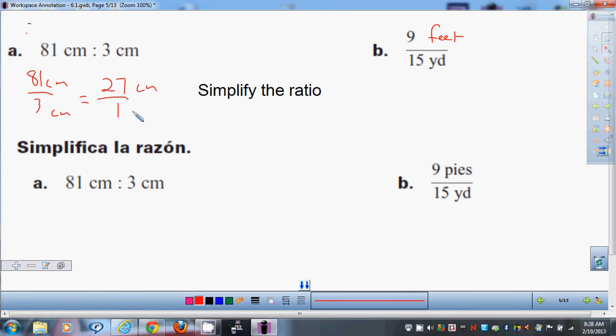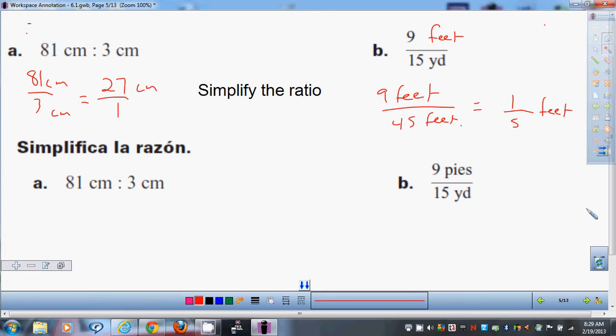So if there's 3 feet in every yard, then how many feet is 15 yards? Multiply on your calculator. If there's 3 feet in 1 yard, how many feet is in 15 yards? 45. Very good. Now we've converted yards into feet. So, 9 over 45. What does that reduce to? Very good. 1 over 5 feet. You just reduced the fraction, and you've reduced your ratio. Very good.